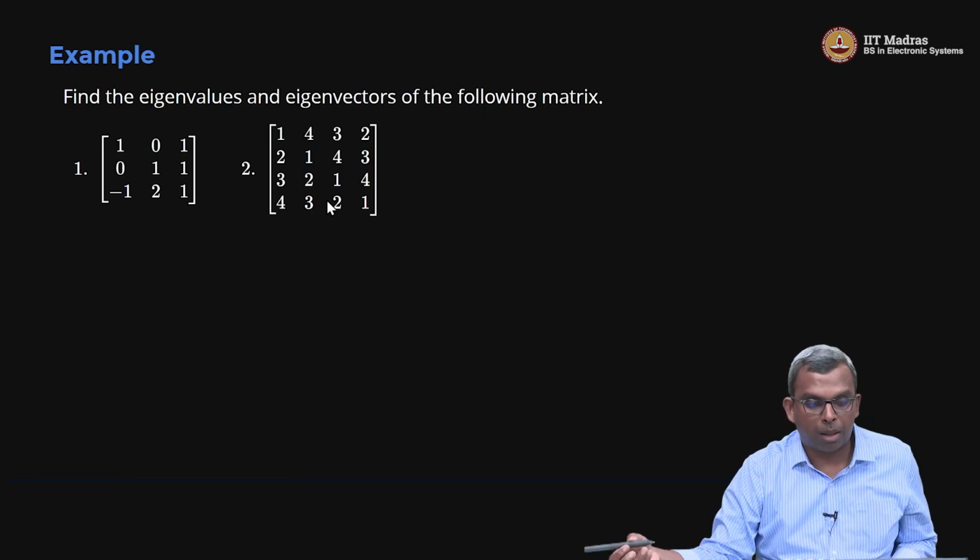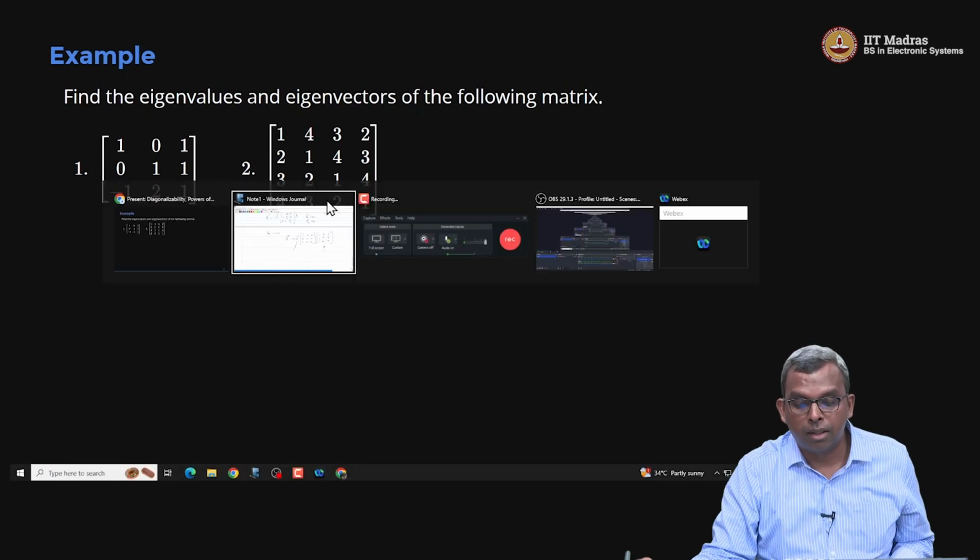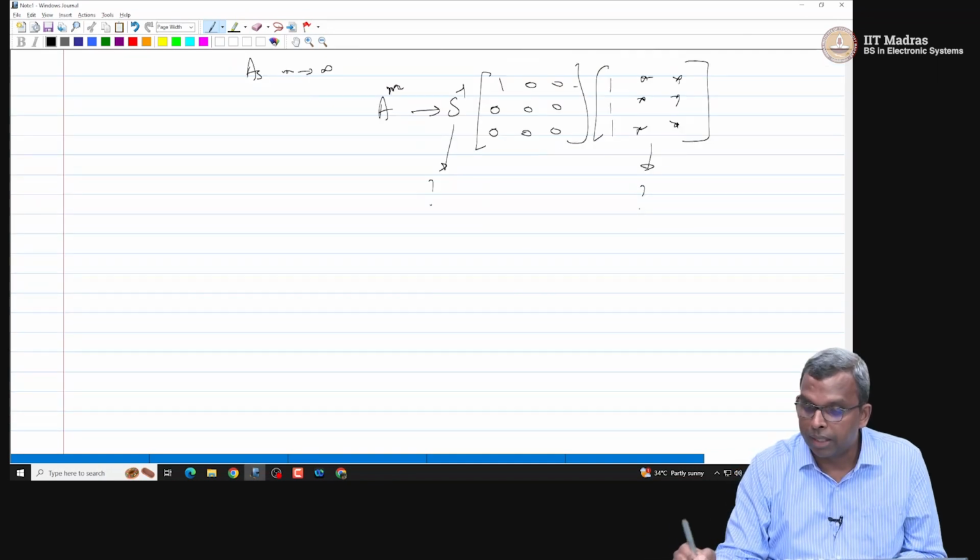So let us see if we can use all our clever facts to quickly find the eigenvalues and eigenvectors for these two examples. What are these two examples? Let me start with the first one. Well, I will start with the second one. The second one is circulant, right? It is circulant, so it is very easy to do. So let us do the second one.